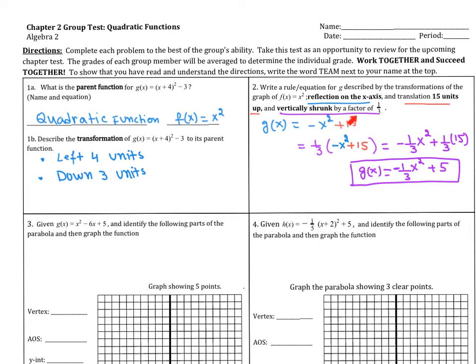Vertical shrink by a factor of 1/3. It means that the last step you're going to multiply 1/3 with the entire function. So means distribute the 1/3 inside. You're going to get 1/3 x squared with negative sign plus 1/3 times 15. So the final function g(x) will be negative 1/3 x squared plus 5.